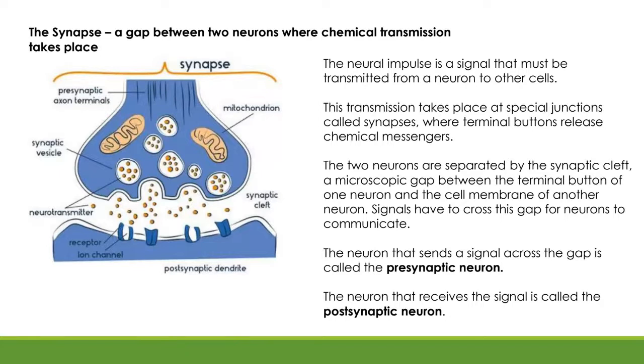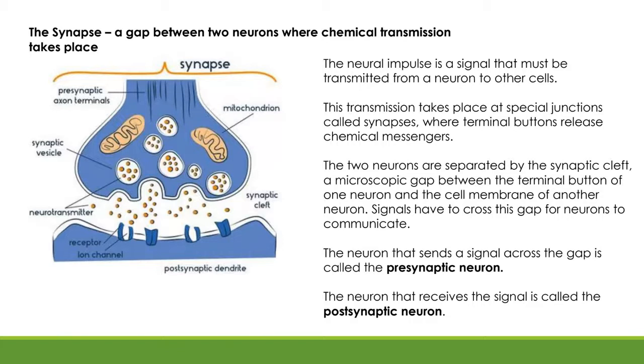So the neural impulse is a signal that must be transmitted from a neuron to other cells, and the transmission takes place at special junctions called synapses. So that's where our two neurons sit against each other with a little gap of fluid in between. The two neurons are separated by the synaptic cleft, which is the microscopic gap between the terminal button of one neuron and the cell membrane of another. And signals have to cross this gap in order for neurons to communicate.